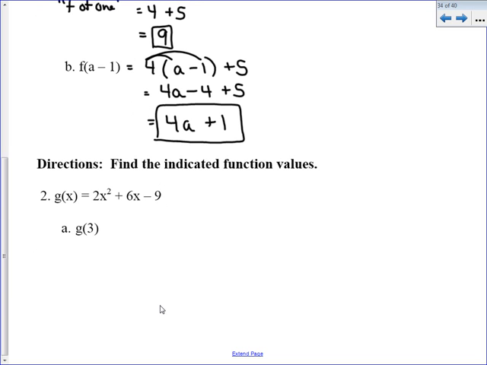Go ahead and try 2a. So I switched what the function is. Instead of f, the function's g. So g of x equals 2x squared plus 6x minus 9. What I want you to find is g of 3. Not times 3, g of 3. Which means go into your function, and everywhere you have an x, you're going to replace it with a 3. So I want you to replace all of the x's with 3's, and then go ahead and evaluate it. So work it out. Get down to one number here.